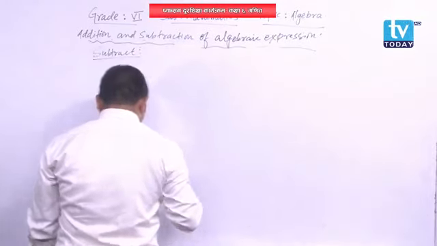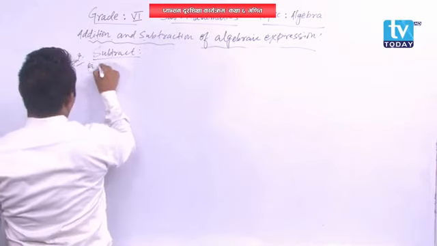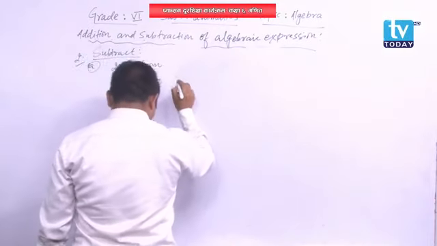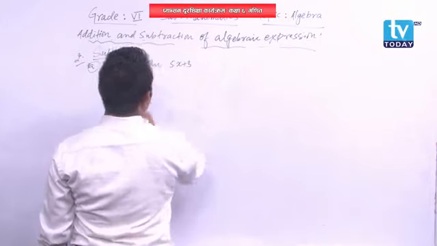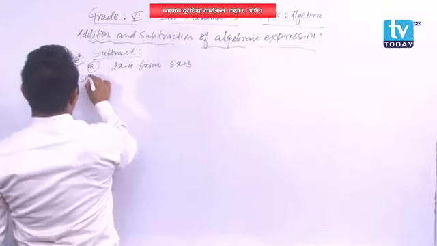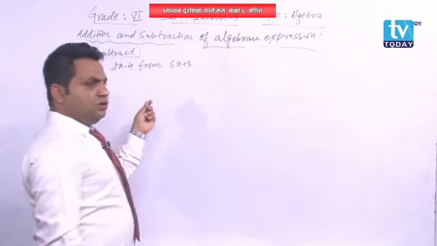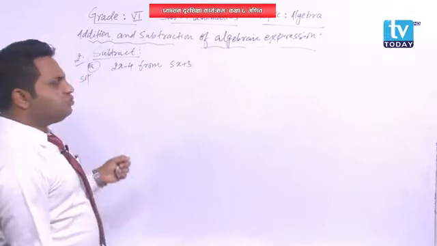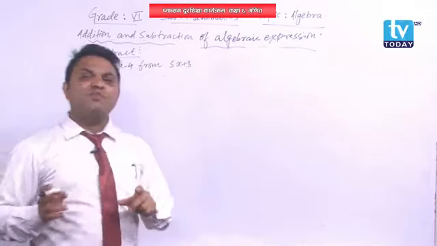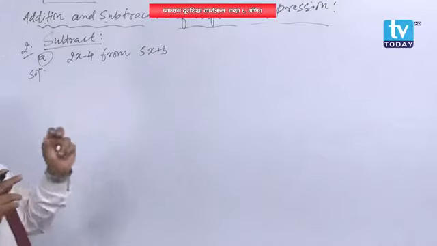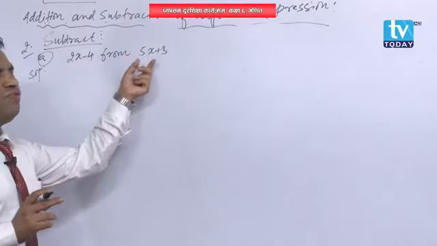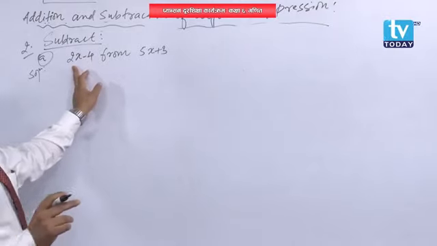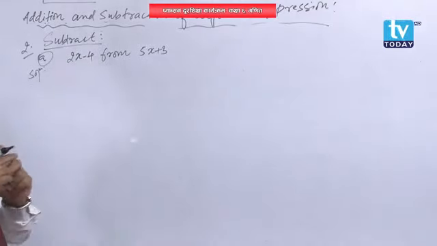Subtract, number 2, a: 2x minus 4 from 5x plus 3. Solution. Now we have to subtract 2x minus 4 from 5x plus 3. That means we are going to subtract 2x minus 4 from 5x plus 3. So first we have to write 5x plus 3 minus 2x minus 4. Is that clear? Because we are going to subtract over here.